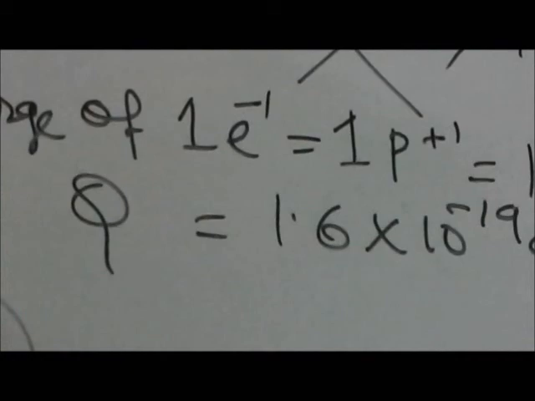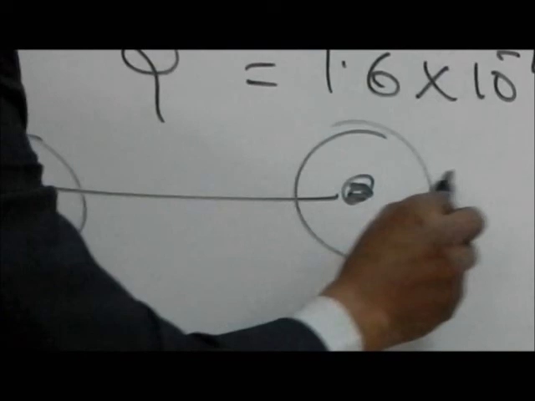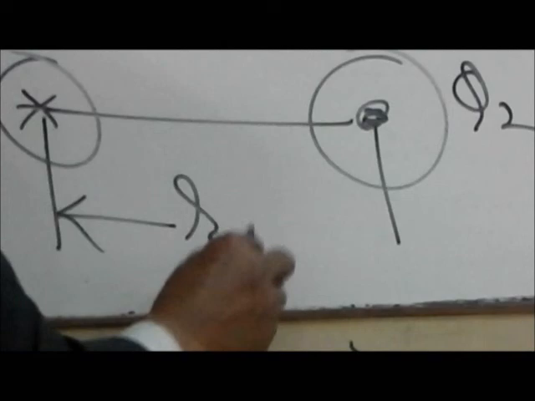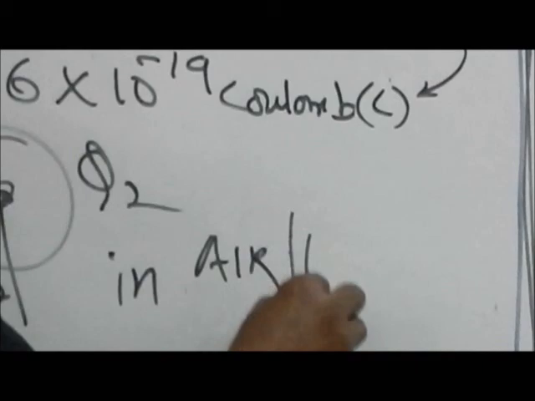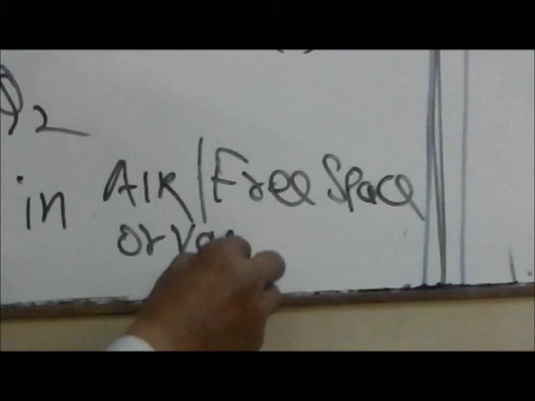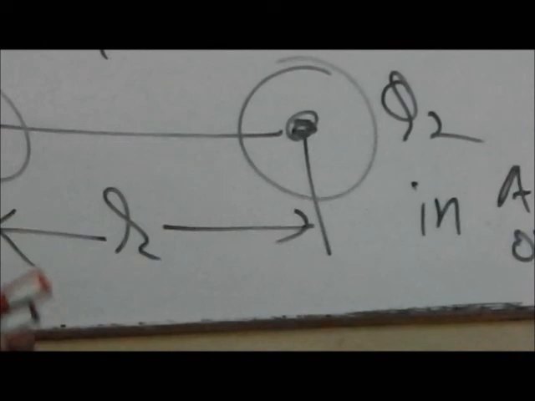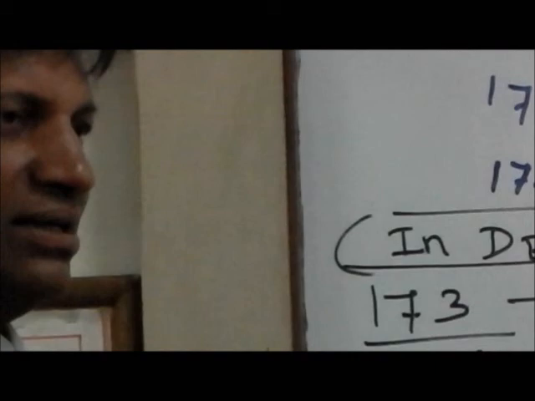So I have two point charges, Q1 and Q2, separated by a distance R in air or free space or vacuum. They all have the same meaning, whether it is in the air medium, free space medium or vacuum. For air medium, free space, vacuum, the formula is the same.